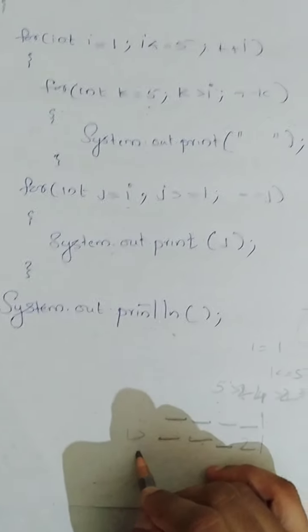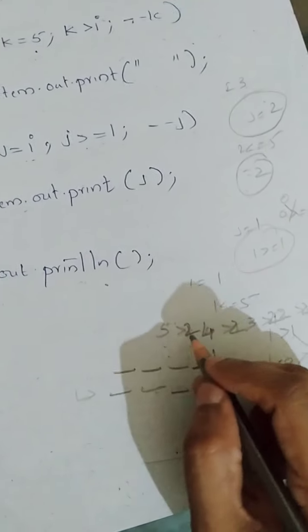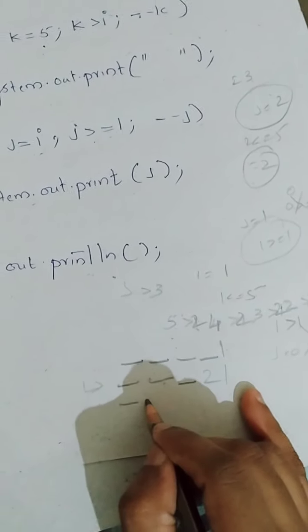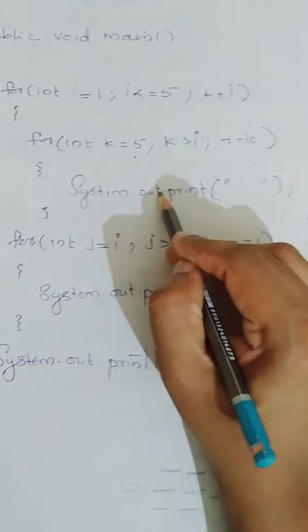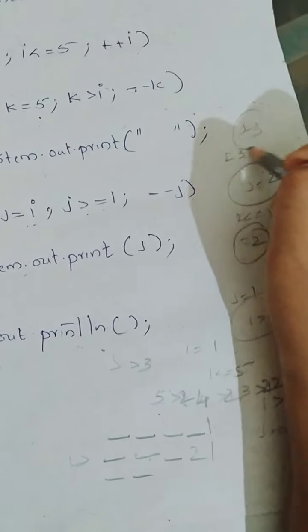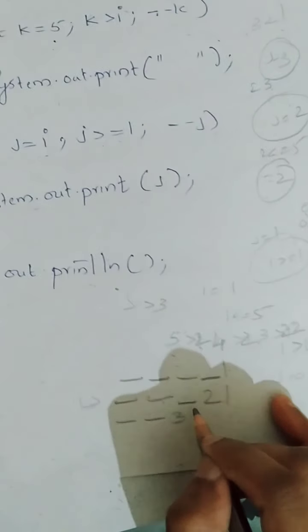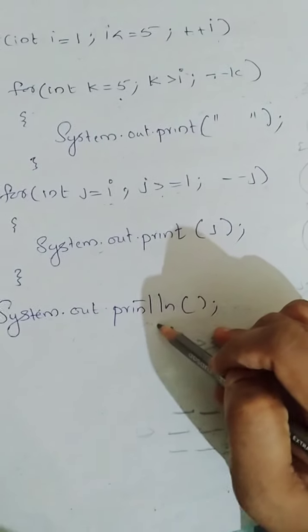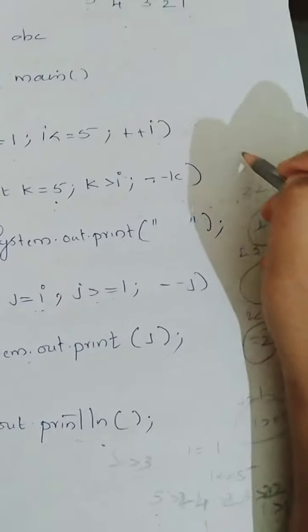Again it will start from here with i is equal to 3. So k will again start with 5 greater than 3. Leave a space. 4 greater than 3, space. 3 greater than 3, false. Come out of this loop. j is equal to i, that is j is equal to 3. How many times will this work? 3, 2, 1. It will work for 3 times. After that, condition becomes false. Come out of the loop. There is a println. Again cursor will come to the next line.